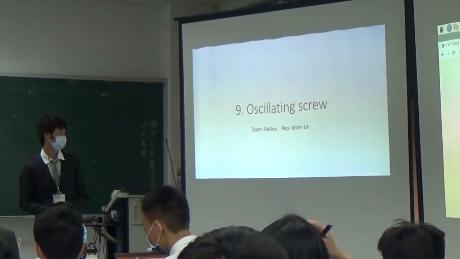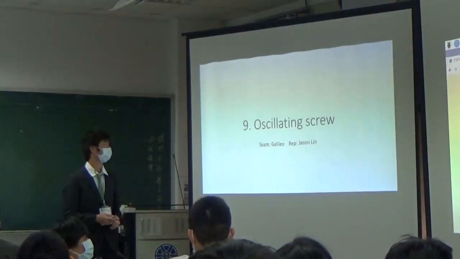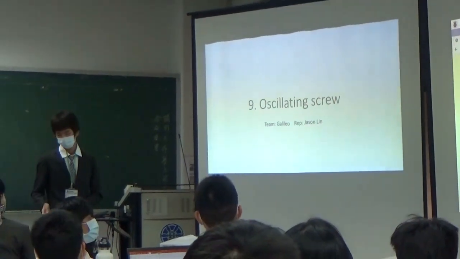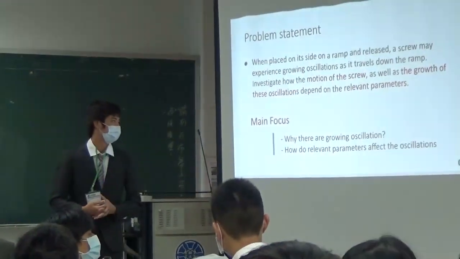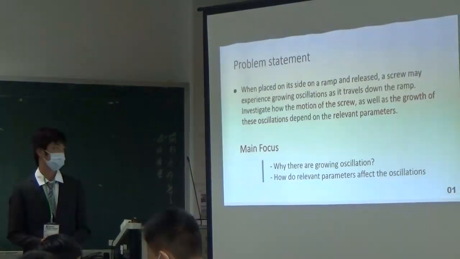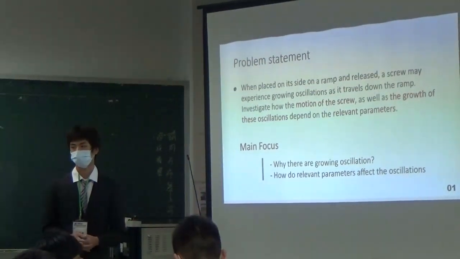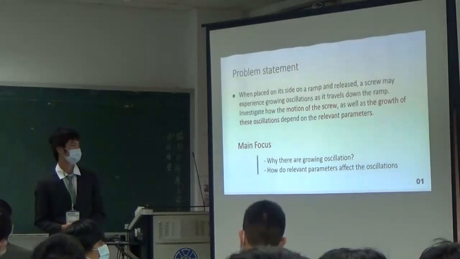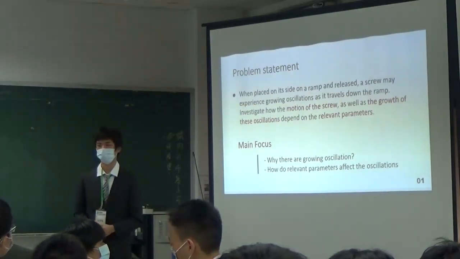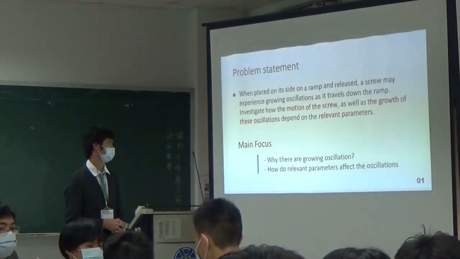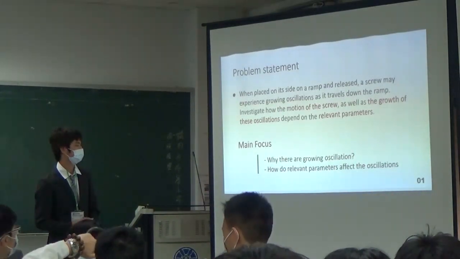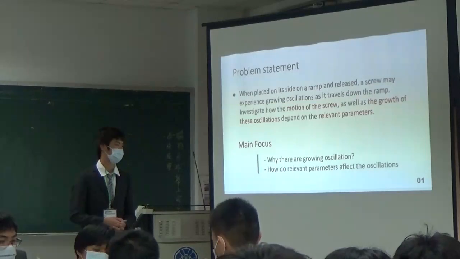I'm going to report problem number 9, oscillating screw. The problem statement states that when placed on the side of the rim and released, a screw may experience screwing oscillations as it travels down the rim. Investigate the motion of the screw, as well as the growth of these oscillations, against some relevant parameters. The reporter will mainly focus on why there are oscillations and how the relevant parameters affect the oscillations.